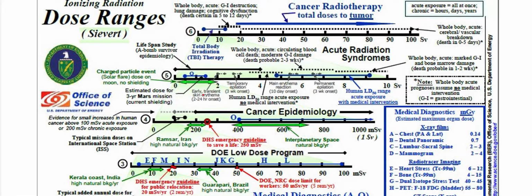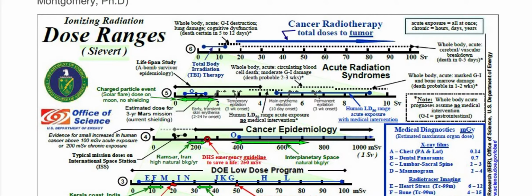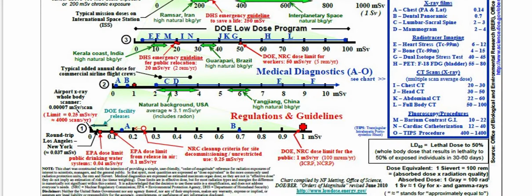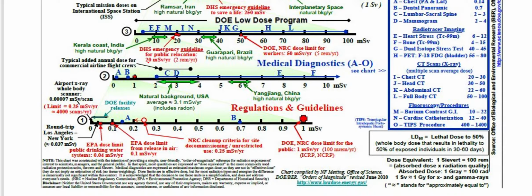Here is a chart in sieverts and in millisieverts of what health risks are posed to the human body. For example, a round-trip Los Angeles-New York flight is around 0.03 millisieverts. The EPA sets limits for certain criteria to the human body. For example, the limit for public drinking water is around 0.04 millisieverts per year.